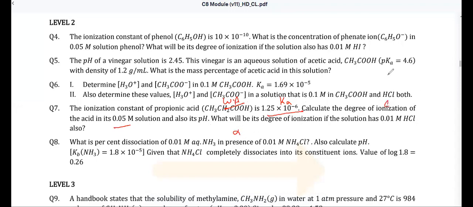C is given. So what's the formula? Alpha is equal to root K by C. Putting the formula, we get the answer. Then pH, again putting the formula, we get it. What will be the degree of dissociation?